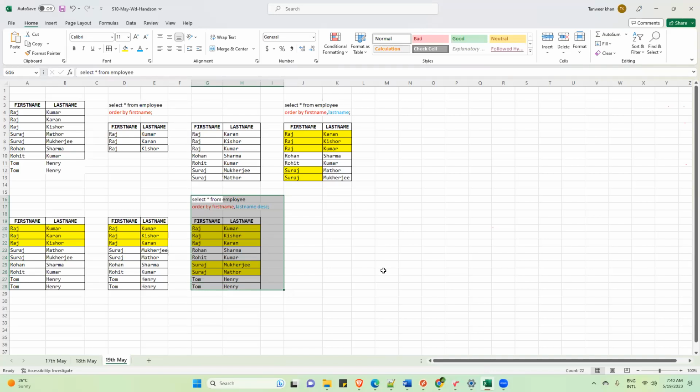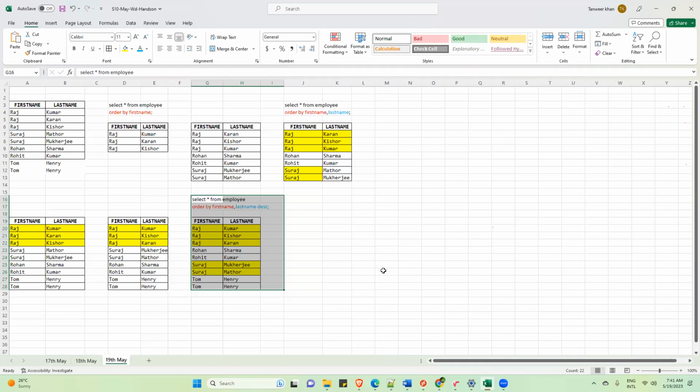Yes, sir. Okay, good. Now suppose my manager is telling me, Tanvir, I have a new requirement. I want to sort the data based on first name in descending order. Okay, based on first name in which order? Descending order. And if multiple records have the same first name, then please sort based on the last name, that as well in descending order. Is the question clear, guys?